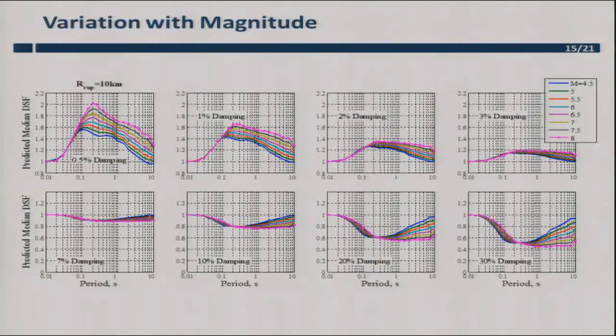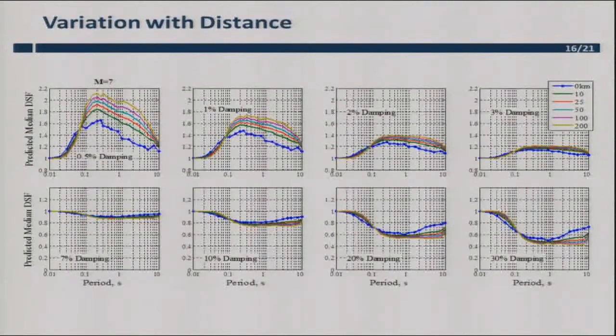In this slide, I'm showing you the variation of the DSF with magnitude. I've plotted that for a distance of 10 kilometers for magnitudes of 4.5 to 8, which is the range that we are suggesting for applicability of our model. And you can see that the variation based on magnitude is very dependent on the damping ratio and on the period. And it can be quite significant or not as important, depending on where you are on your period-damping range.